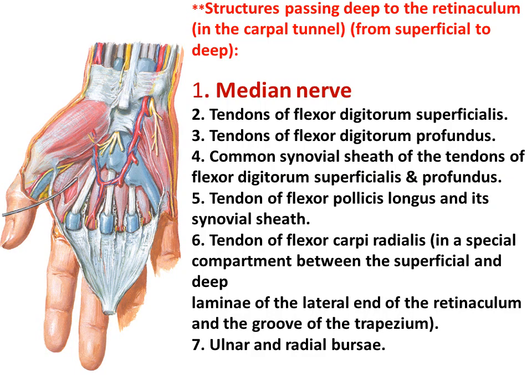What about the structures passing deep to the flexor retinaculum, or in the carpal tunnel? Remember that the most important structure passing deep to it is the median nerve. When the median nerve is compressed here, it makes a clinical problem known as carpal tunnel syndrome, with a specific presentation in the hand. Others are nothing but the flexor tendons of the remaining fingers and their synovial sheath and ulnar and radial bursa.